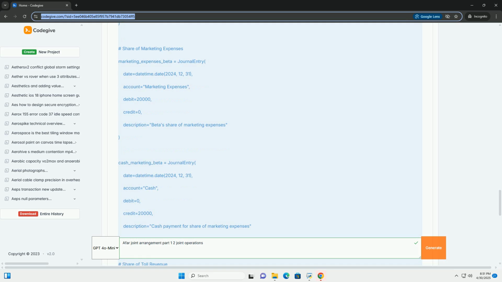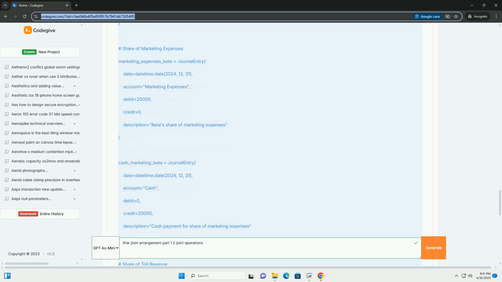Its assets, including its share of any assets held jointly. Its liabilities, including its share of any liabilities incurred jointly. Its revenue from the sale of its share of the output of the joint operation. Its share of the revenue from the sale of the output by the joint operation. Its expenses, including its share of any expenses incurred jointly.